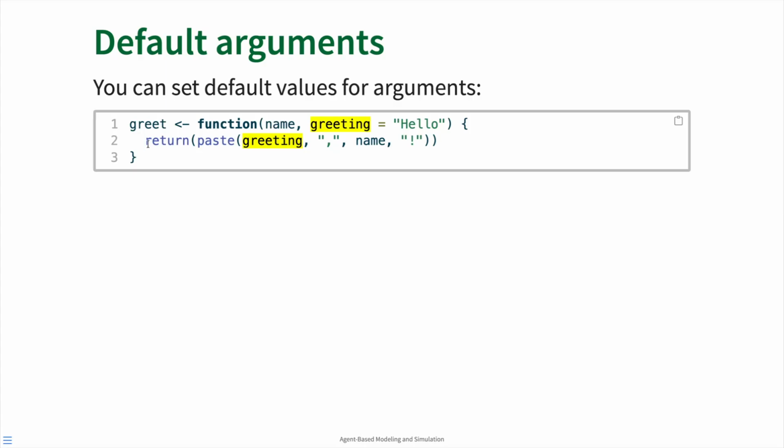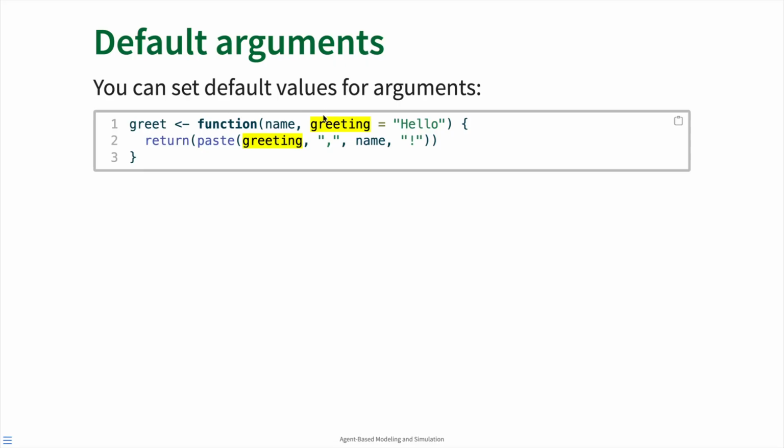And then the return value is a character string where we combine the greeting argument, a comma, and then the name argument, finally followed by an exclamation mark. The paste function here combines all of these into one single string, and then the return function indicates that that is the value we wish to return from this function.